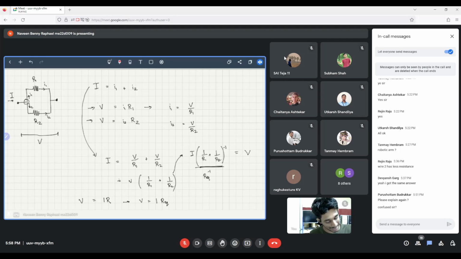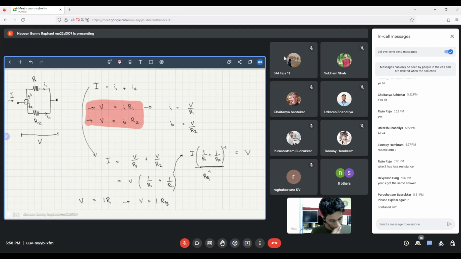The entire premise is this: the voltage drop across a set of parallel resistors is the same, and the current through each branch will depend on what the resistors are. So if the resistors are equal, then naturally the current will split equally.